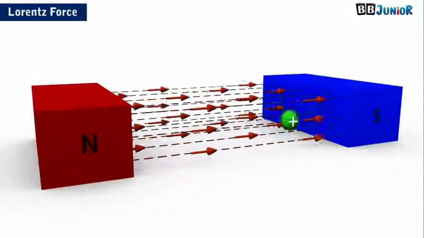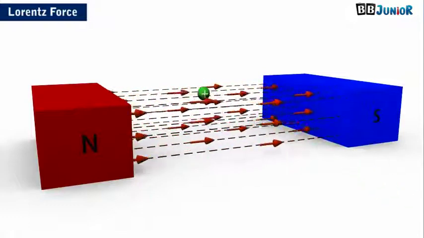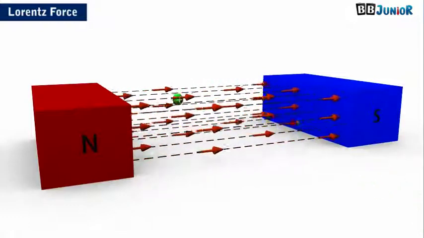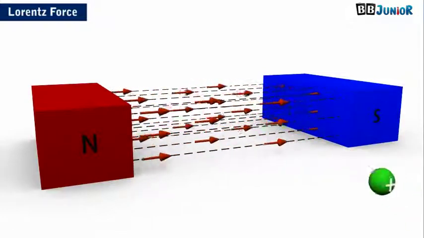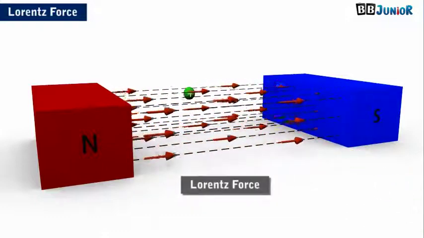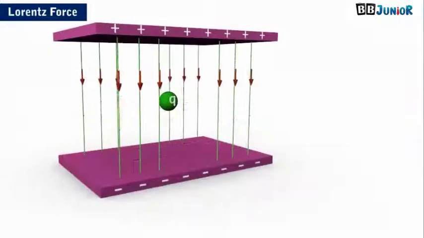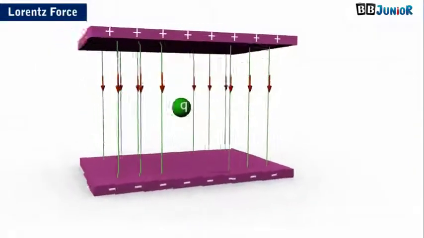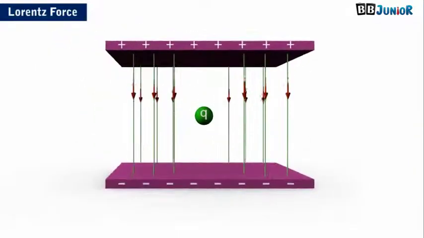Now, let us learn about the forces acting on a moving charge in the presence of both an electric field and a magnetic field, which is called Lorentz force. Consider a charge of Q coulomb placed in uniform electric field of strength E. Here, the force acting on the charge due to the electric field is F electric equal to QE.